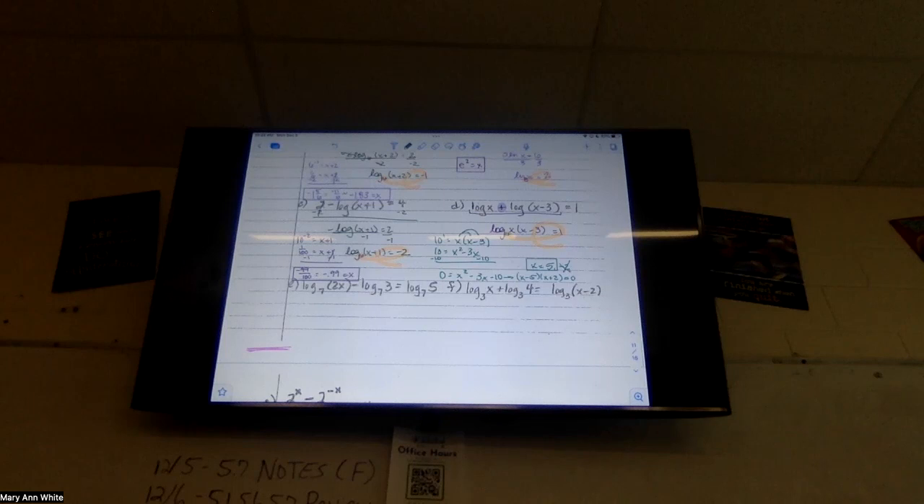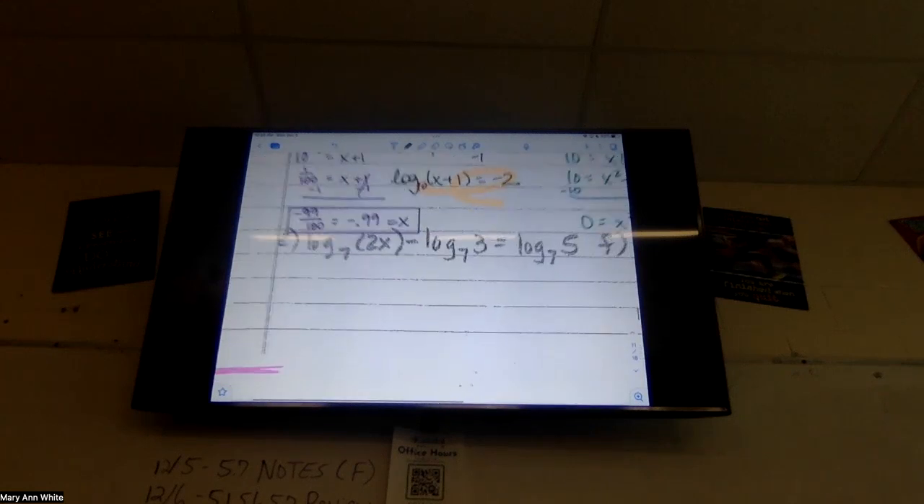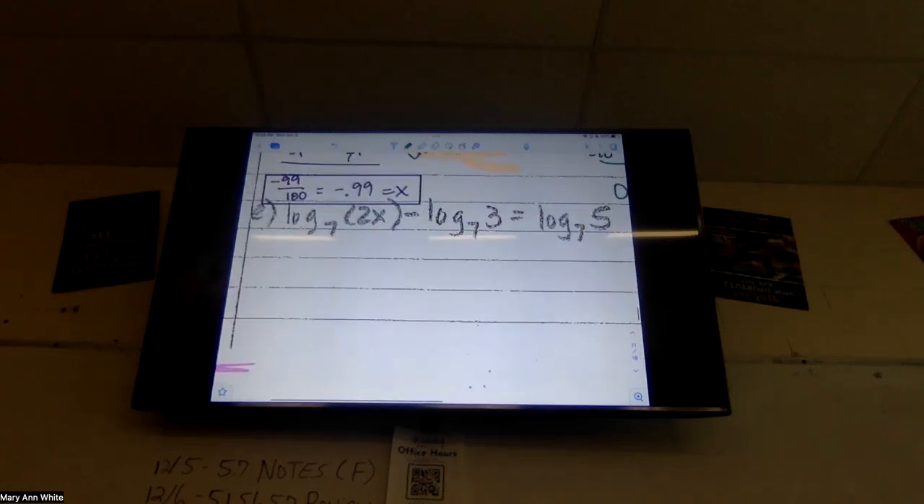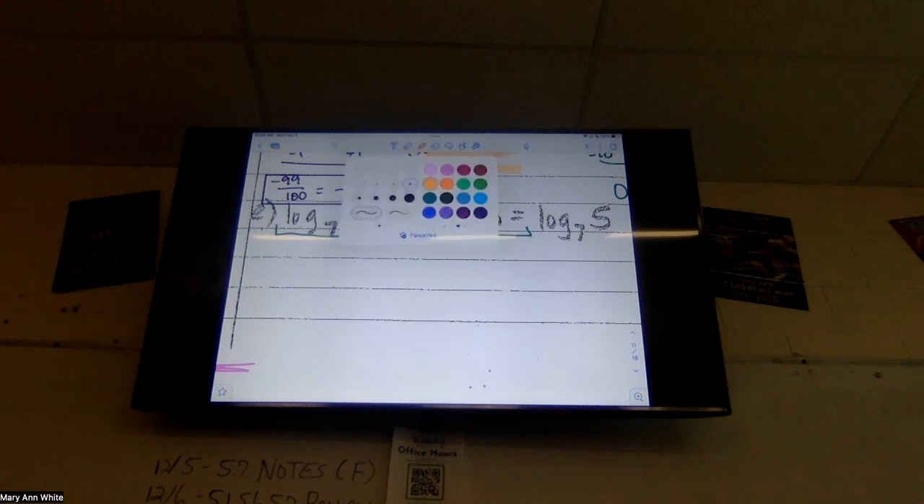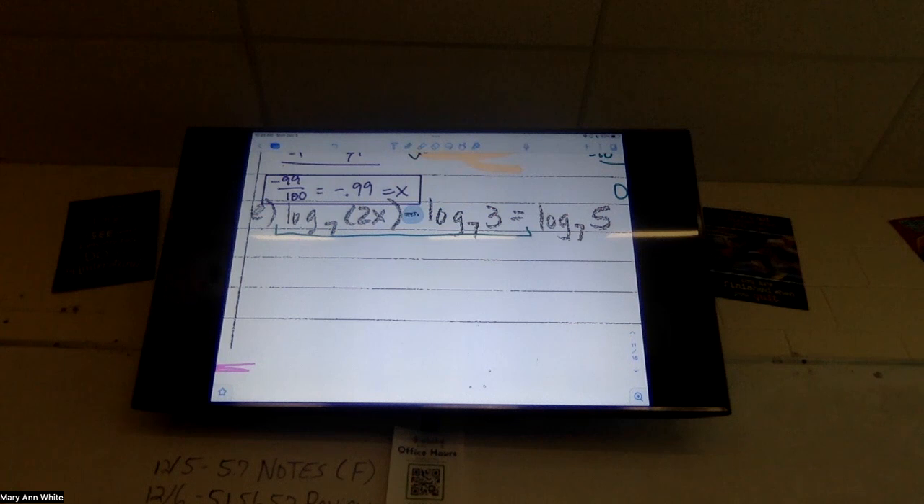All right. Now, this last little bit, these look big and scary, but I promise they're gonna simplify super easily. You guys ready for letter E? Okay, I do have 2 logs on one side though. 2 logs on the left, how can I combine those 2 logs on the left? By dividing. It's a minus, so it's gonna be division. So I'm gonna say log base 7 of 2x divided by 3 equals log base 7 of 5.